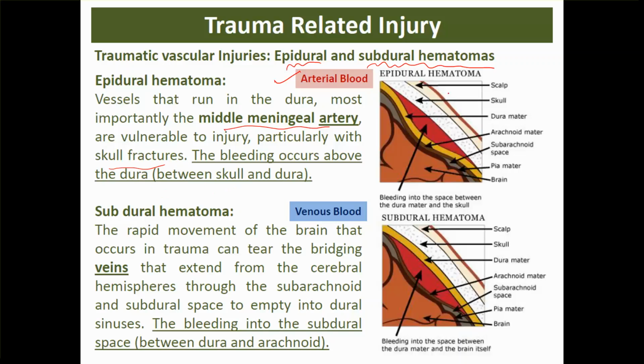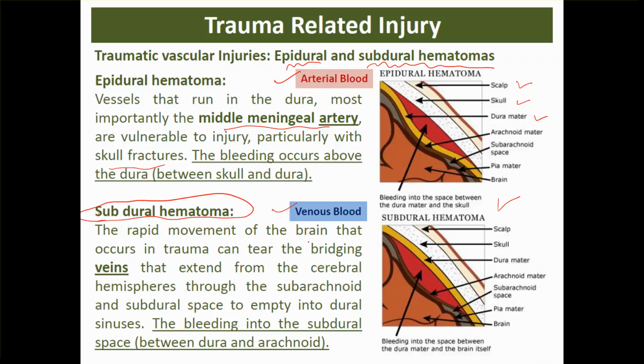As you can see in the diagram, this is the scalp, this is the skull, and this is the dura below. And in between the two, we can see bleeding. Okay, bleeding is there between the skull and the dura. Now the subdural hematoma. It is usually venous in origin.